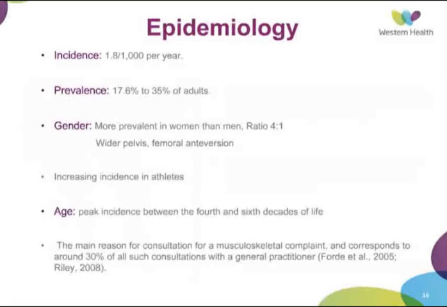Incidence is increasing in athletes. The main reason is that they need to do more training, and excessive use of the muscle may be one of the most important reasons that it's becoming more common in athletes. Looking at age, the peak incidence is normally within the 4th and 6th decade of life. It is a main reason for consultation for musculoskeletal complaints in the States, accounting for about 30% of consultations with a general practitioner in the States.